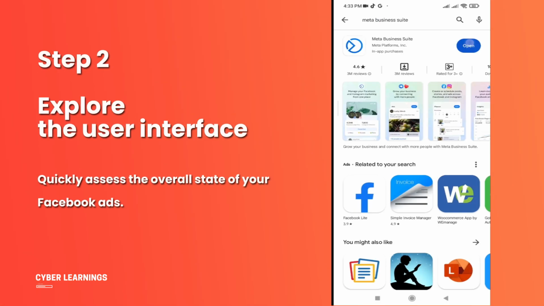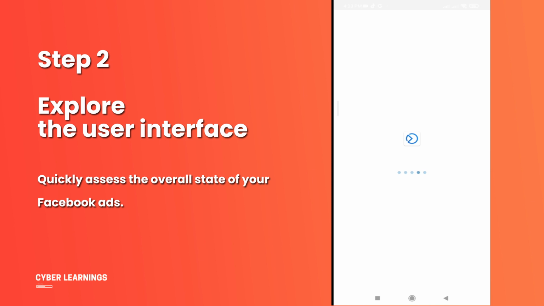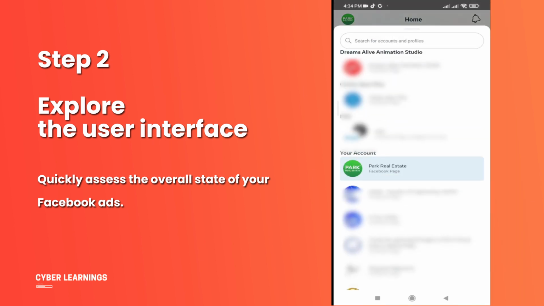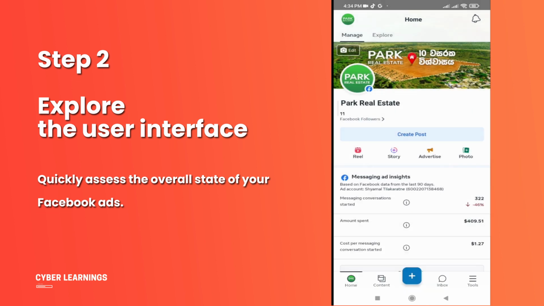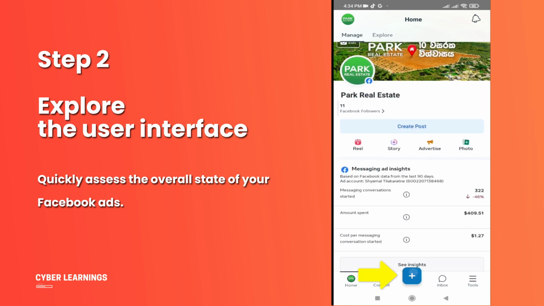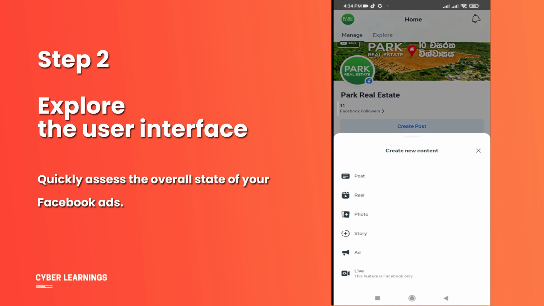Step 2. Once installed, explore the user interface. Click on the top left icon to select your Facebook business page. Here, you can quickly assess the overall state of your Facebook ads. If you wish, you can create new posts or ads right from here.